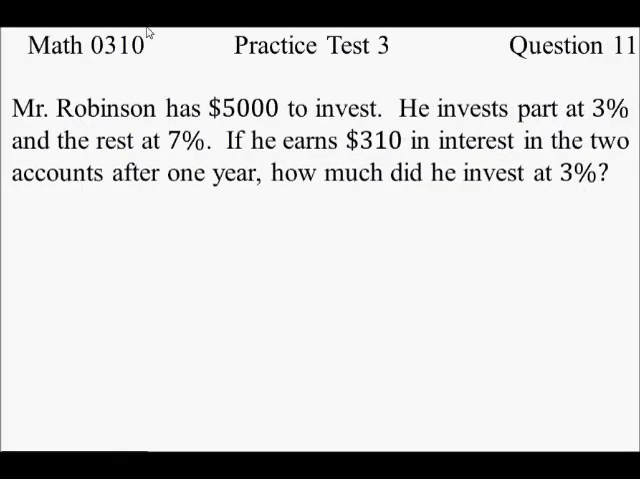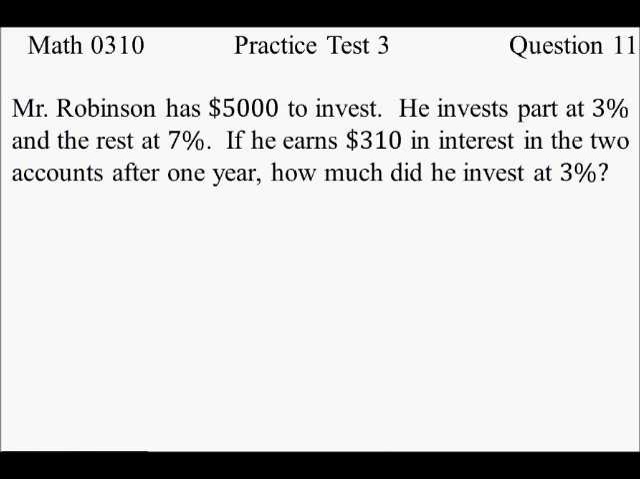Question 11, we have a word problem. Mr. Robinson has $5,000 to invest. He invests part at 3%, and the rest is at 7%. And they tell us he earns $310 in interest from the two accounts. And we want to know how much he invested at 3%.